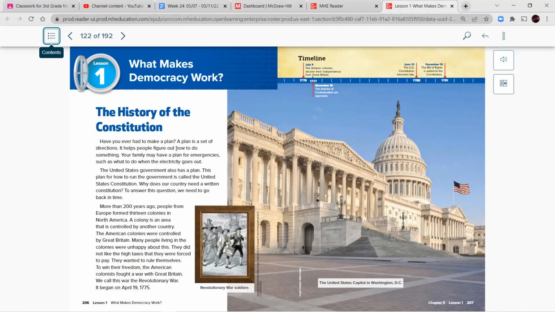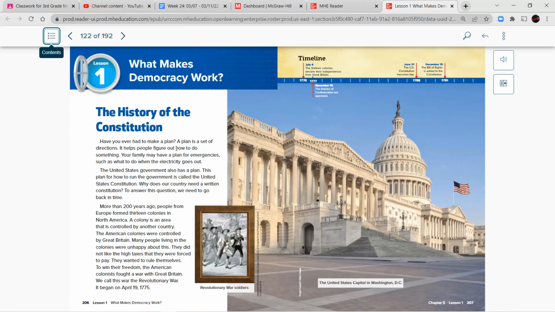Why does our country need a written constitution? To answer that question, we need to go back in time. More than 200 years ago, people from Europe formed 13 colonies in North America. A colony is an area that's controlled by another country. The American colonies were controlled by Great Britain. Many people living in the colonies were unhappy about this. They did not like high taxes that they were forced to pay. They wanted to rule themselves.